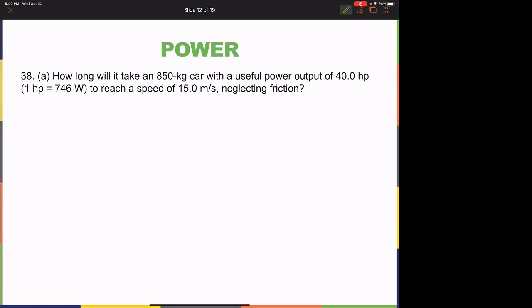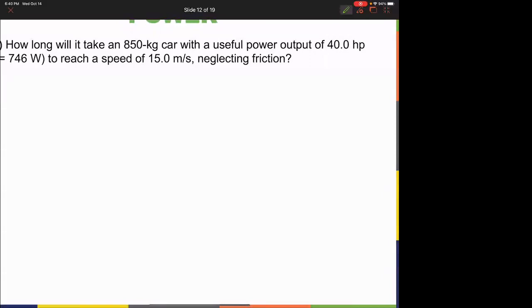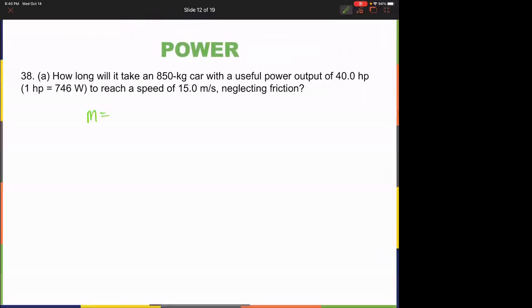All right, let's give this one a try. See how we did here. How long will it take an 850 kilogram car with a useful power output of 40 horsepower to reach a speed of 15 meters per second? So the mass of the car, 850 kilograms. The power is 40 horsepower. And we're going to change that into watts for our calculation.